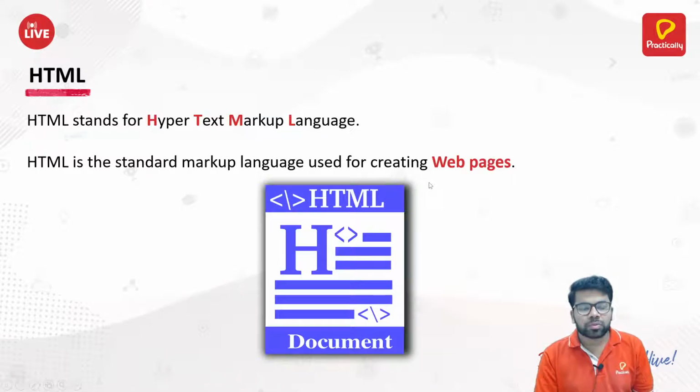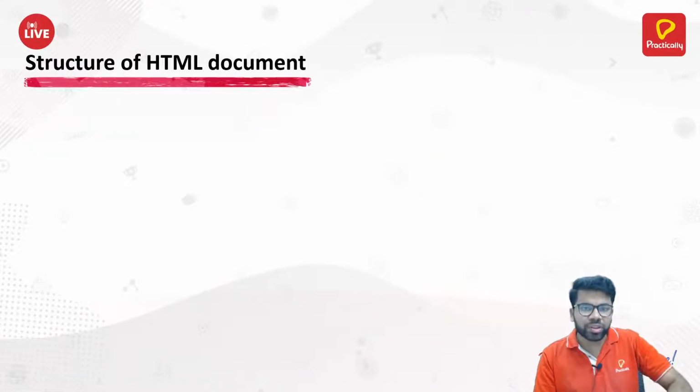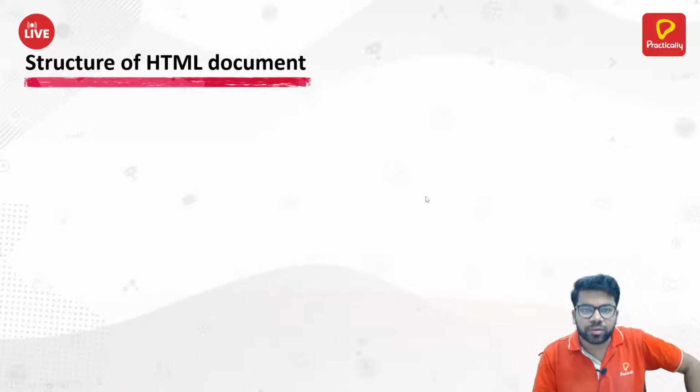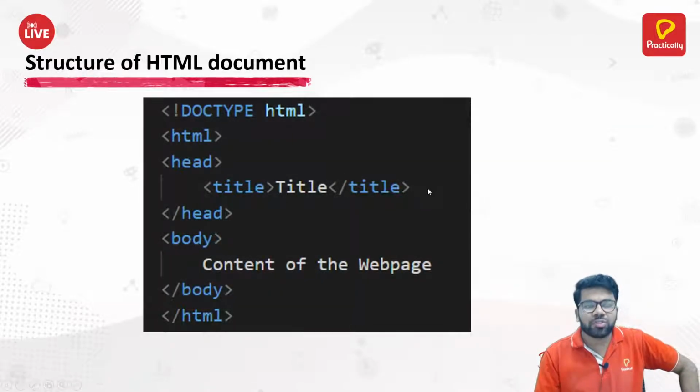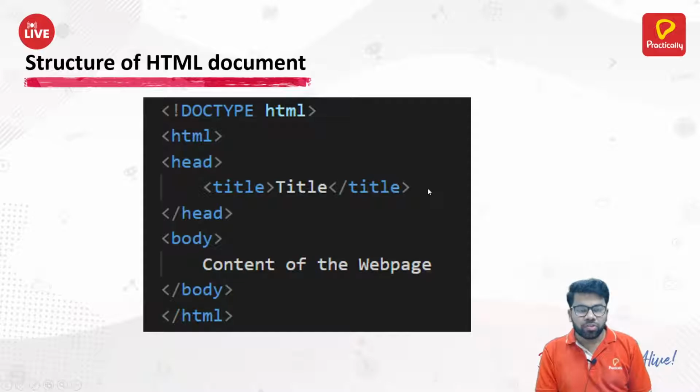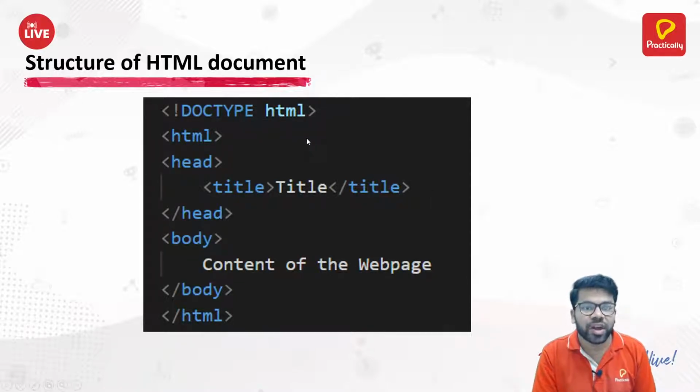So what is the structure of the HTML document? The structure of the document will be like this. First of all, there is doctype html, which defines the version of the HTML language that we are working with. Whenever we write doctype html, it means we are working with HTML5, the latest version of HTML.